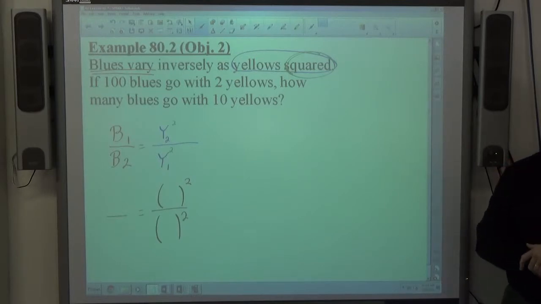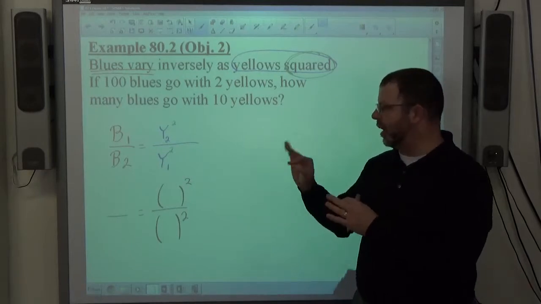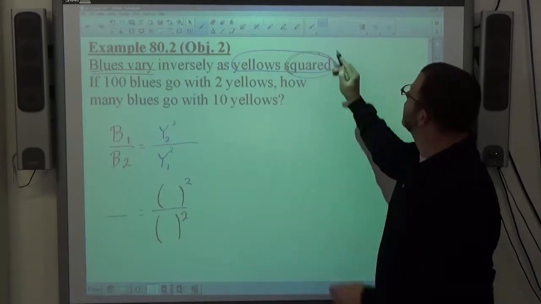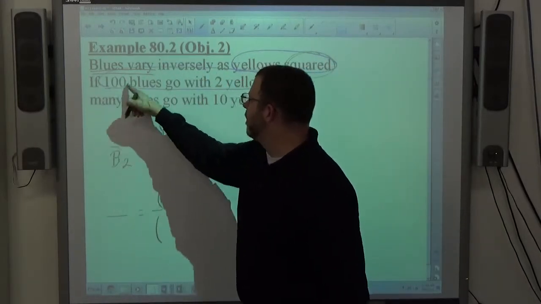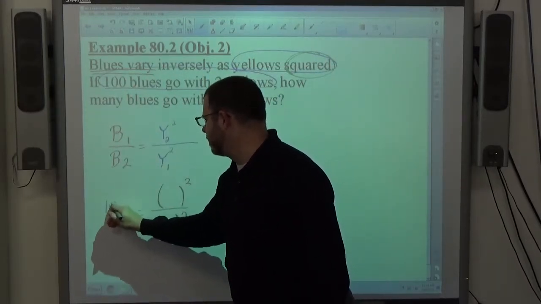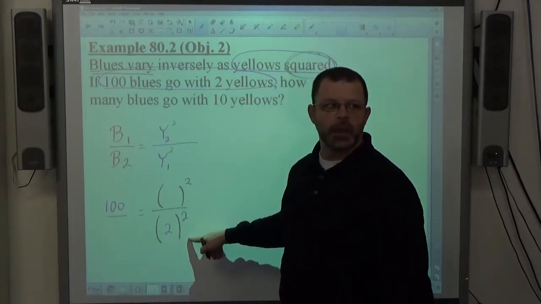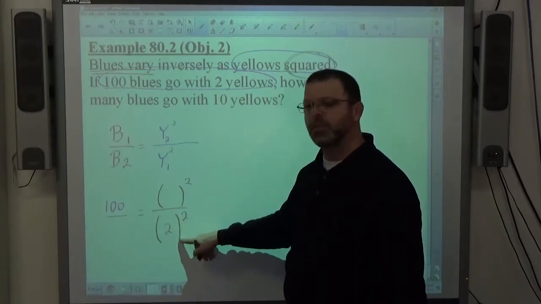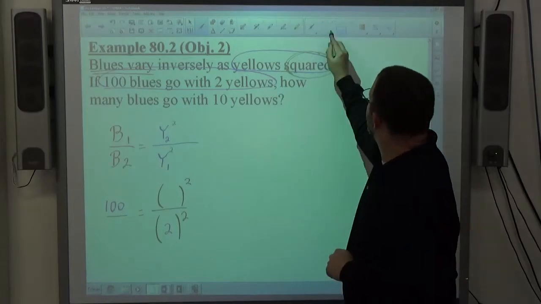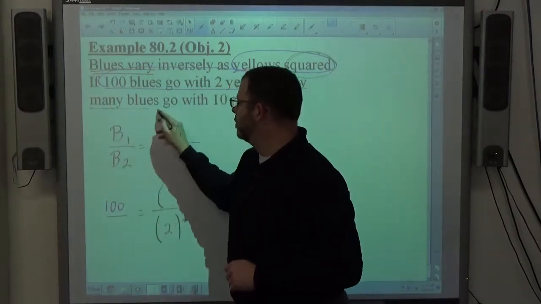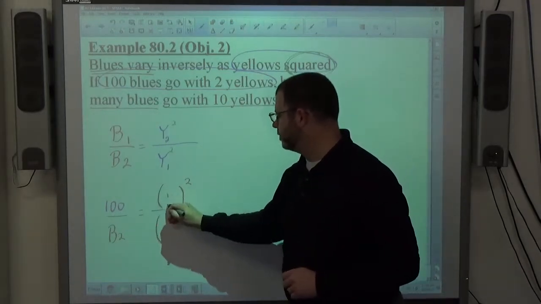The first fraction is just a regular fraction. The second fraction has squared objects. Okay, so whenever I substitute yellows in, they're going to end up being squared. It says 100 blues go with 2 yellows. So that's our first piece of information, right? So 100 is B sub 1, 2 is Y sub 1, and notice they are in different locations. Well, initial blues on top, the initial yellows on the bottom, because again, inversely swaps those subscripts around. How many blues, meaning we don't know B sub 2, go with 10 yellows?